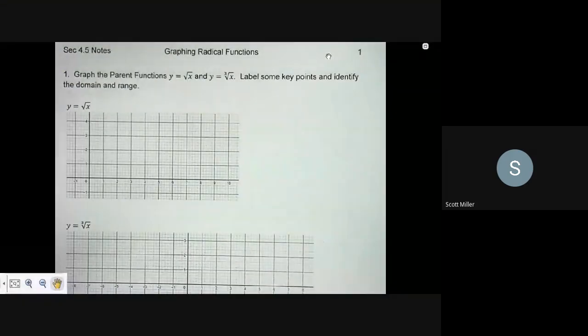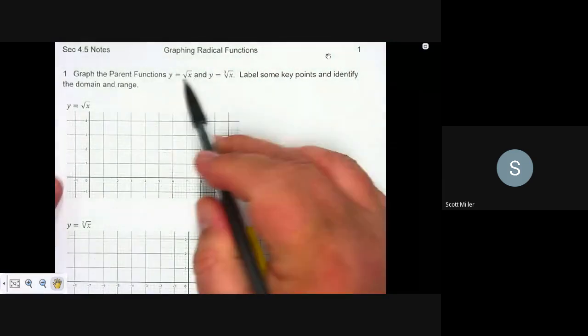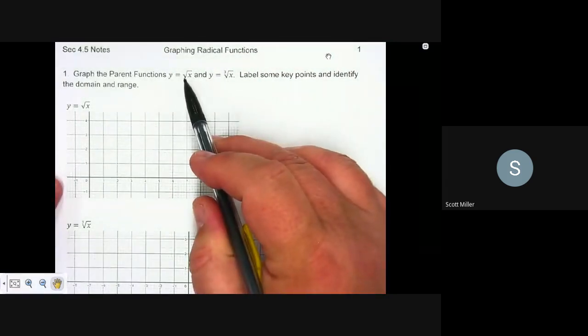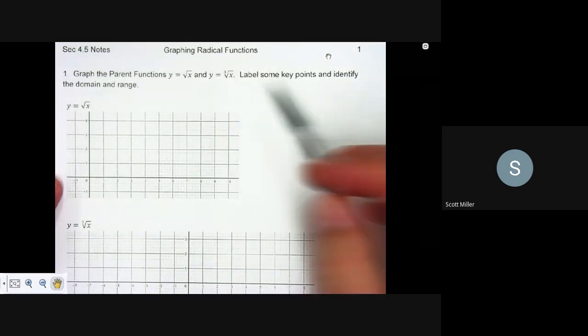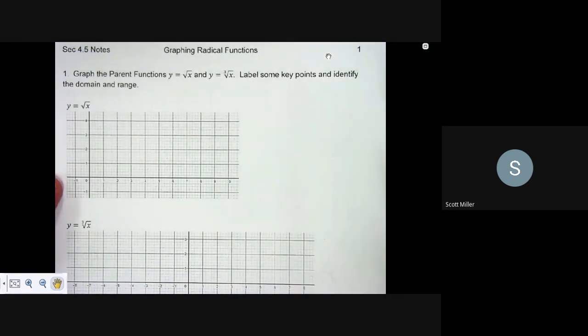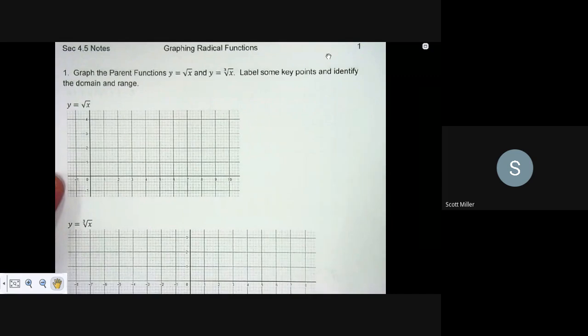Okay, so today we're going to be looking at section 4.5. We're going to be graphing radical functions. What I have up here is the two parent functions for the square root and the cube root. We're going to graph these parent functions, and we're going to identify the key points and the domain and range.